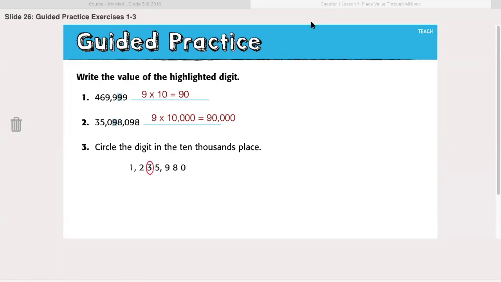That's it for the direct instruction portion of our math lesson today. Go ahead and work independently on pages 13 and 14, and then we will check as a group. See you soon.